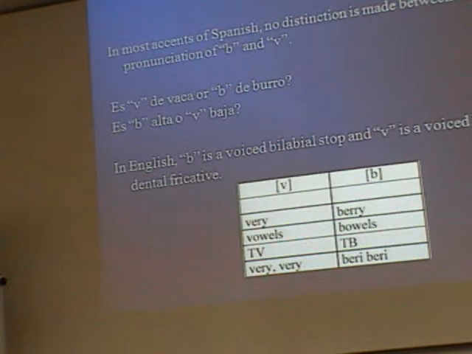Get it the right way round. Top teeth on bottom lip. But not enough to completely form a closure, so air can still escape. Now, this is really quite important. So the very common word "very" must be "very," not "berry," and not something in between the two. It mustn't be "berry," it must be "very," with a V sound at the beginning.